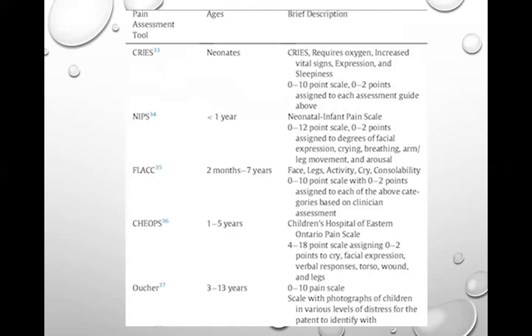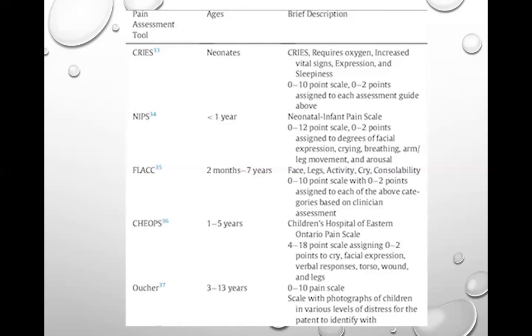So these are some of the assessment tools in the literature which are being used and which we can use as well. There is the CRIES, which is for neonates. The parameters they look at are the need for oxygen, increased vital signs, expression, and sleeplessness. The pain score is from 0 to 10, and each parameter has a point from 0 to 2.